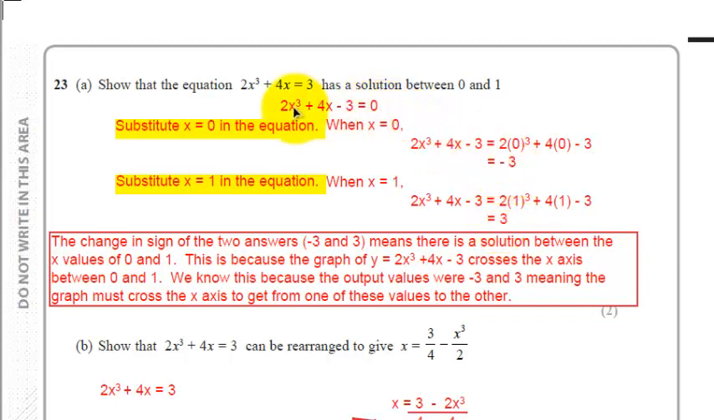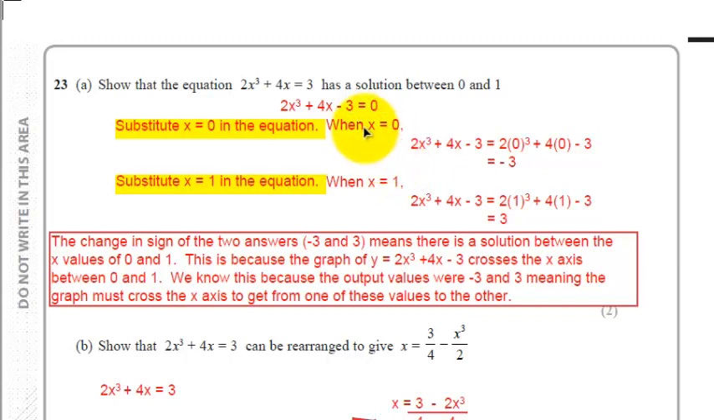That means if I was graphing 2x cubed plus 4x minus 3, when x equals 0 the graph is below the x-axis, it's coming in at -3 as a y value, and when x is 1 it's coming in as +3. Therefore, between x equals 0 and x equals 1, the graph must cross the x-axis, and where it crosses the x-axis is the solution.